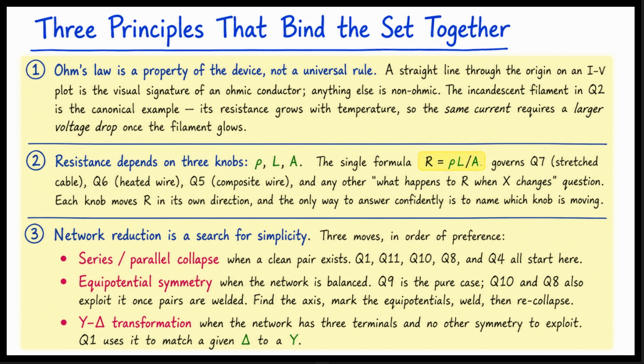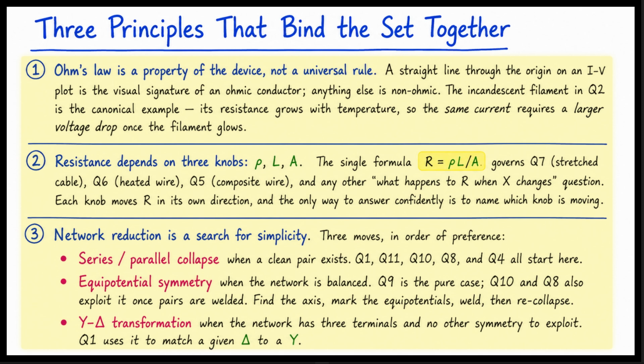Principle 2. Resistance depends on 3 knobs: rho, L, A. The single formula R equals rho L/A governs Q7's stretched cable, Q6's heated wire, Q5's composite wire, and any other. What happens to R when X changes? Each knob moves R in its own direction, and the only way to answer confidently is to name which knob is moving.